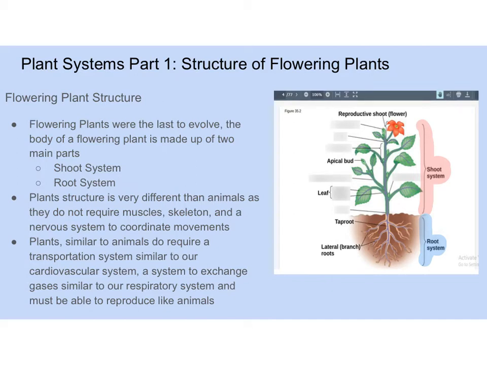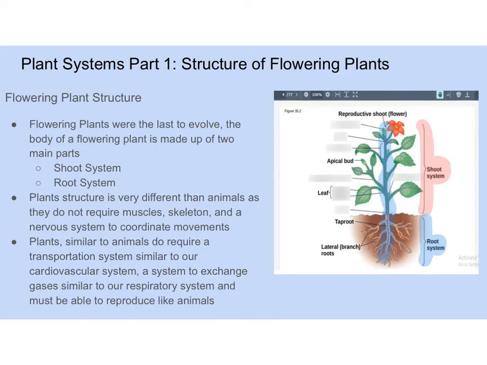So plants, similar to animals, do require a transportation system. They need to be able to transport things like, say, when a plant gets water from down here and then needs to transport it all the way up its stem. So they do need a transportation system similar to what we need. We call it a cardiovascular system. In a plant, it's just called a vascular system. They take out the cardio.